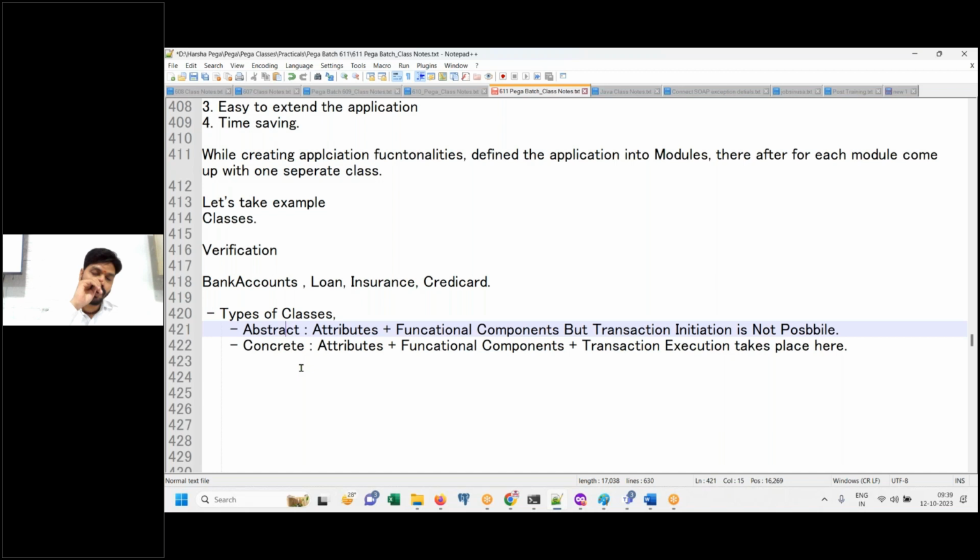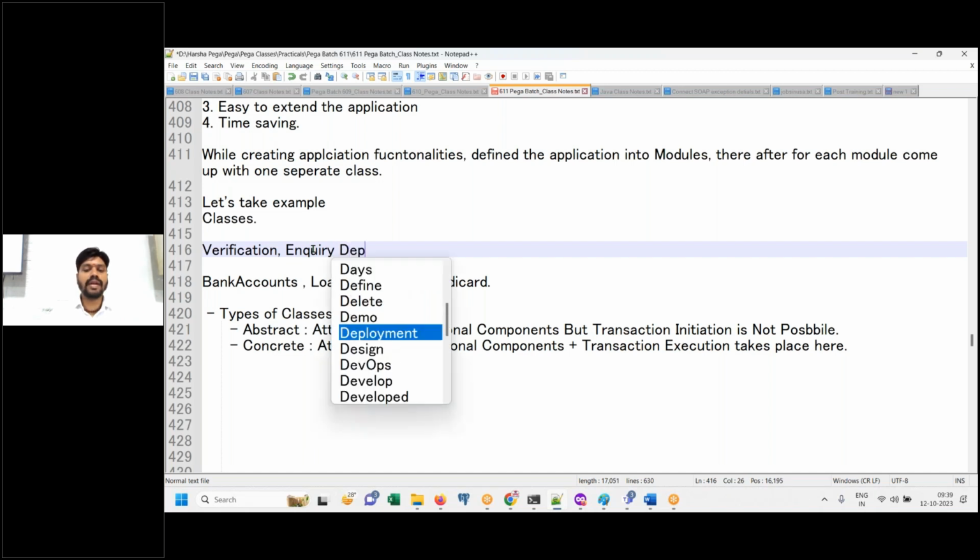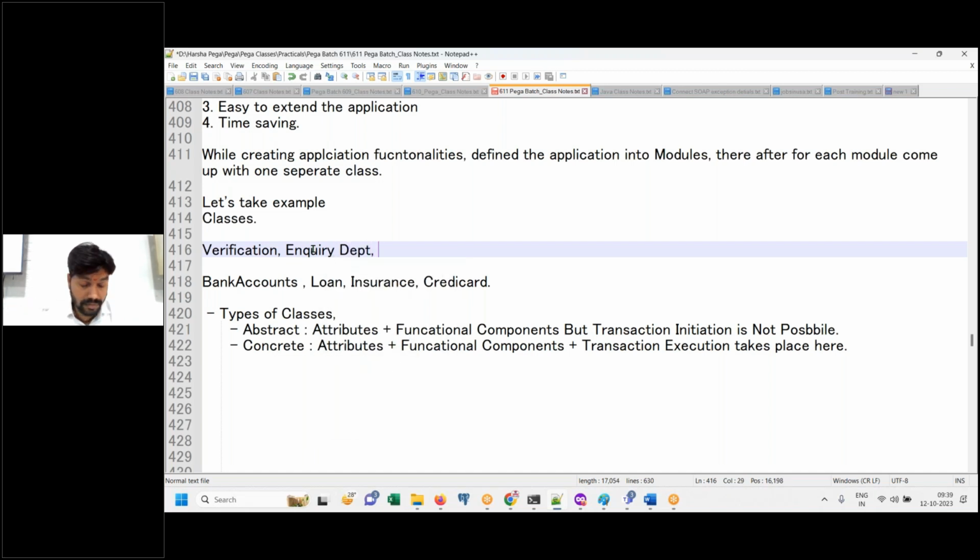Someone was trying to ask something. What was that? Can you give examples of abstract classes in the real world? Verification is one abstract class. Similarly, tell me any other abstract classes in a bank. Inquiry department. Admin department. Admin department of the bank.